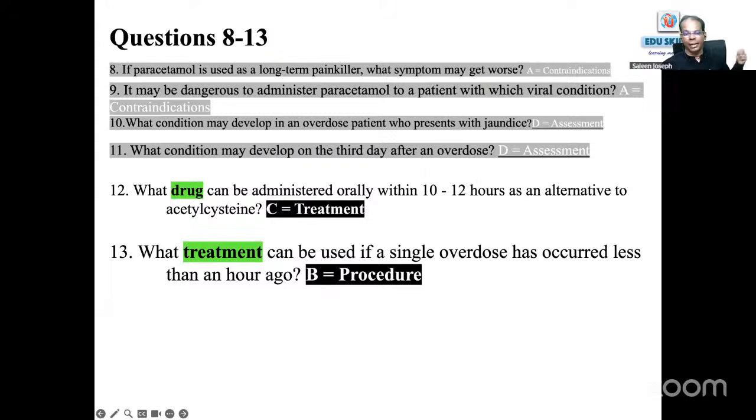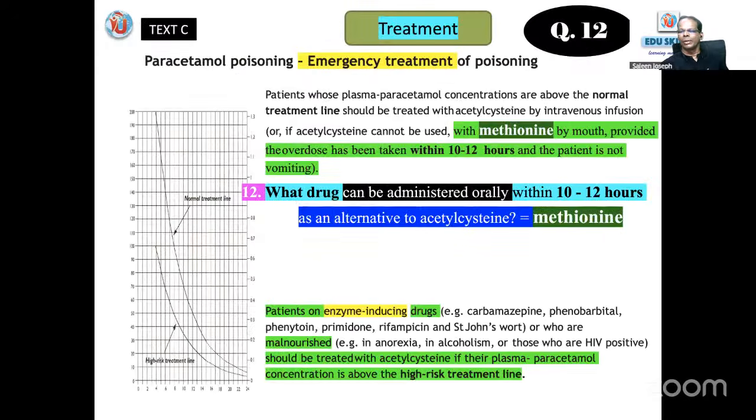12th one, what drug? So they are asking for a name of a drug, right? Earlier it was 10th and 11th was name of a condition. Now it is what drug can be administered orally within 10 to 12 hours as an alternative to this medicine. You'll have to read it. Okay. 10 to 12 hours. We have highlighted some name also. See, methionine by mouth. Interval has taken within 10 to 12 hours. So when there is a number, there is an answer.